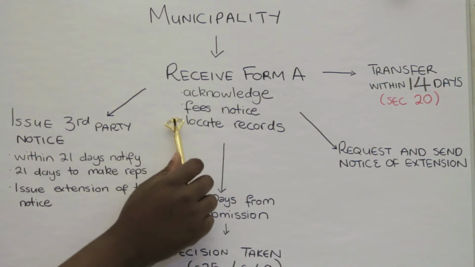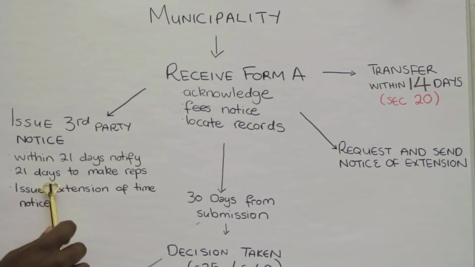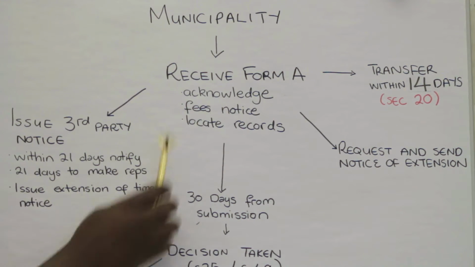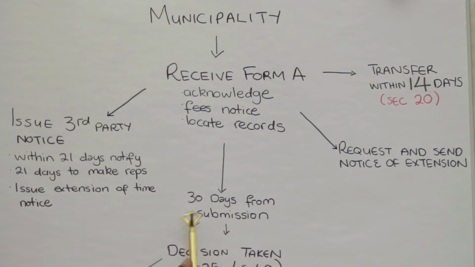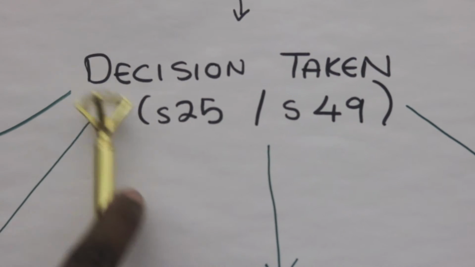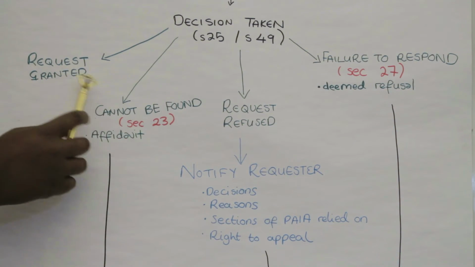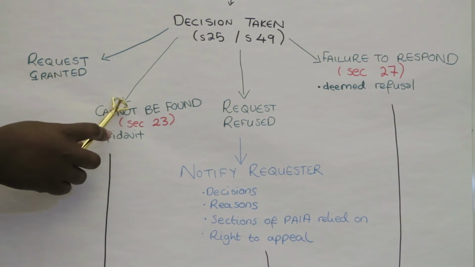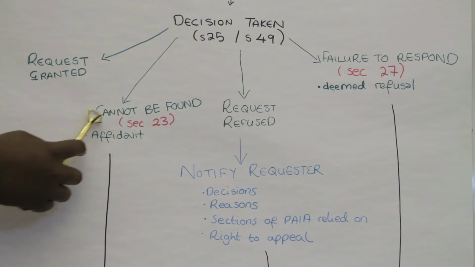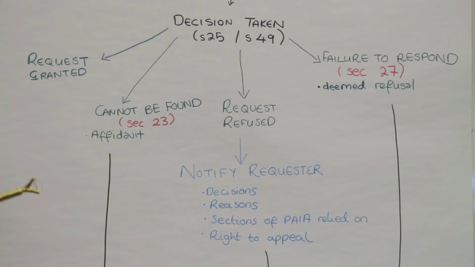If the records are located and either the third-party notice is relevant or the extension is not relevant, then the information officer has 30 days from date of submission to take a decision. There are four main primary decisions that an information officer can take. The first one, and the hoped-for one, is that the request is granted. Once a PAIA request is granted, the records are released. The second decision that can be taken is that an information officer, after searching for records, can find that the records cannot be found or they do not exist.